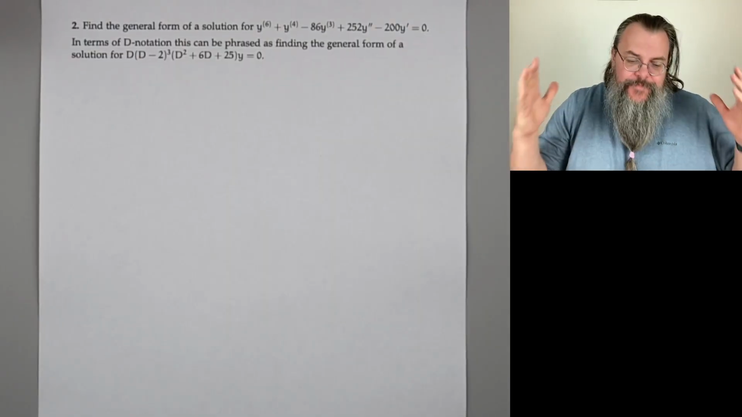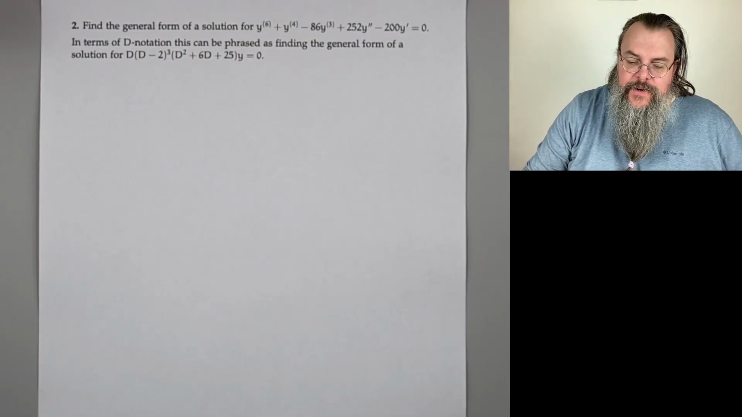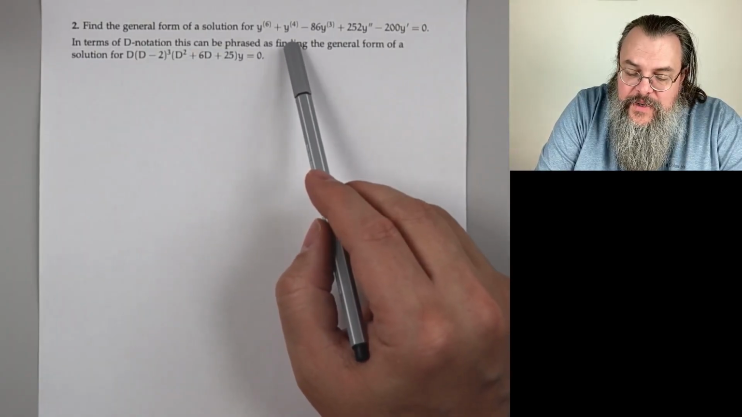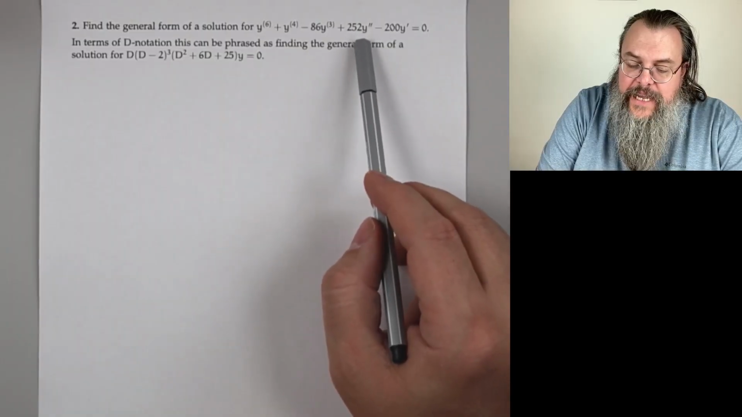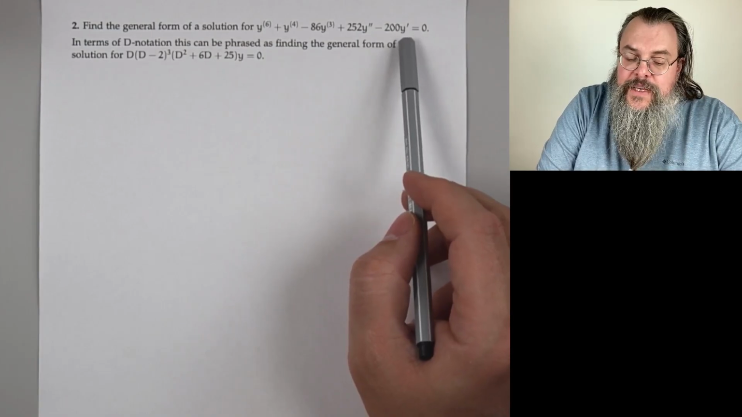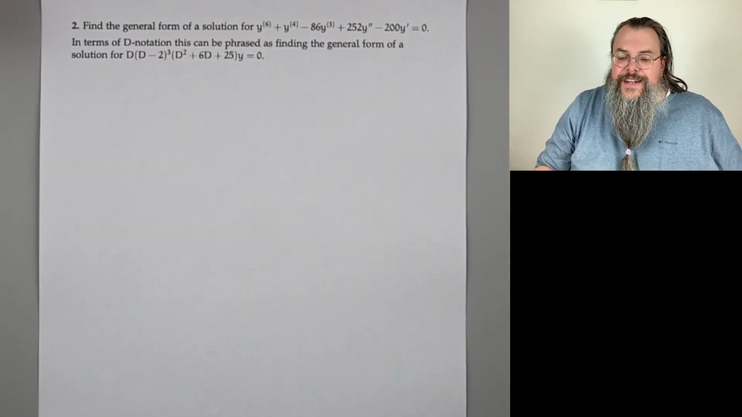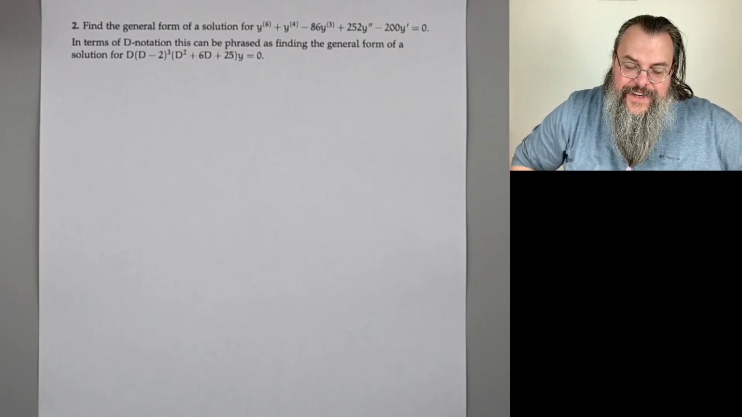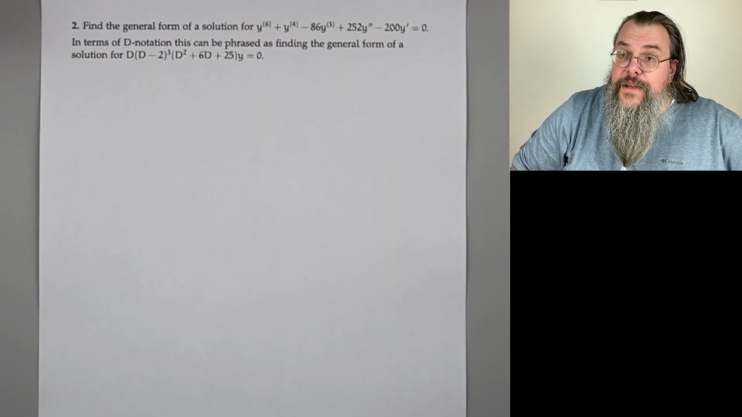Number 2, find the general form of a solution for, oh my goodness, here we go, the 6th derivative of y plus the 4th derivative of y minus 86 times the 3rd derivative of y, plus 252 times the 2nd derivative of y, minus 200 y prime equals 0. Whew, that is a lot. There is a lot of stuff going on here. Okay, so how do we proceed?